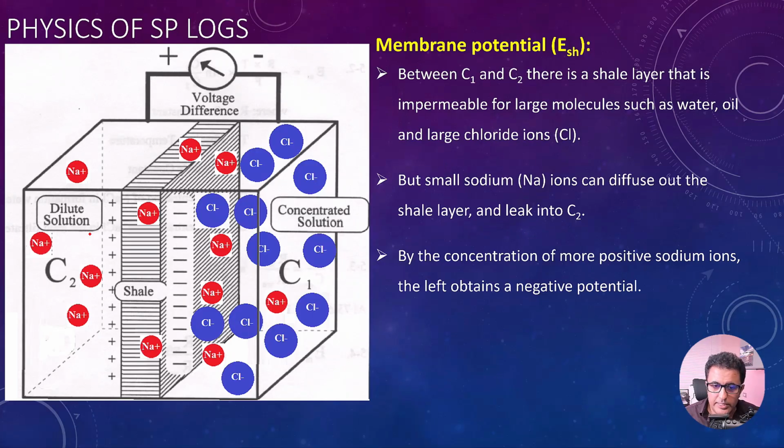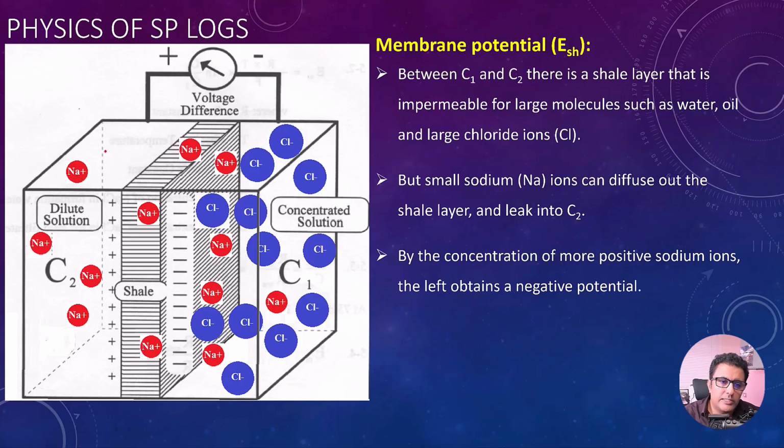similar to the previous scenario, ions tend to move from higher concentration to the area with lower concentration. But here, because the layer that we have put here is impermeable, the big chloride ions cannot move through the shale layer. However, some sodium ions can move because they are much smaller, so they can go through very, very tiny pores. So what happens if we measure the potential?